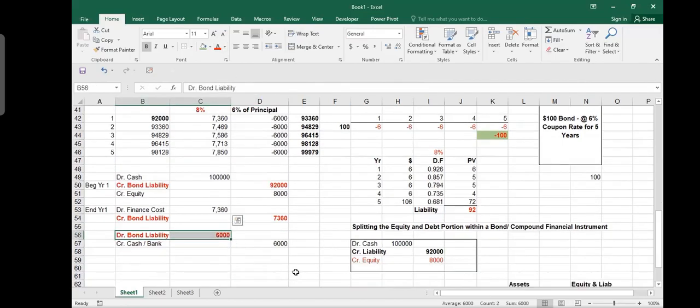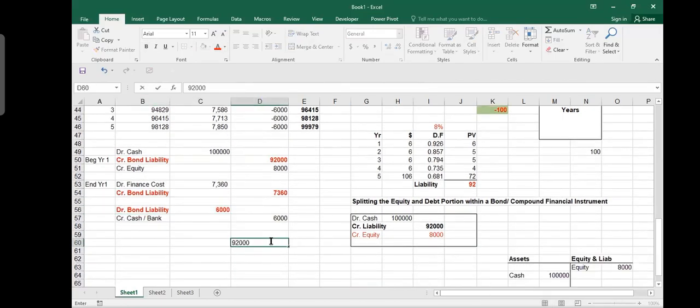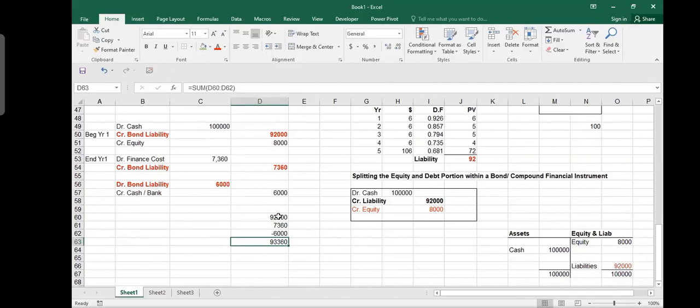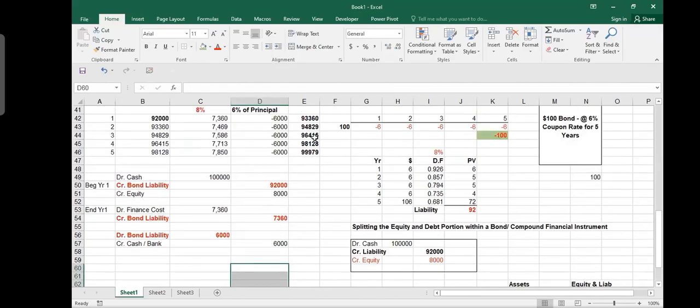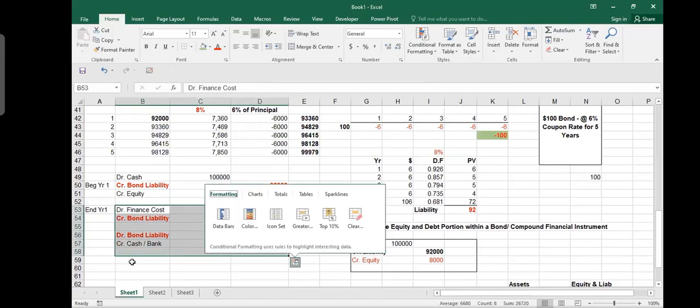So when you will do like this, for example, I say 92,000 and I say plus 7,360 and minus 6,000 because I'm making a debit. So when you make a total, it gives you 93,360. The same 93,360. So this is end of the year 1. My liability already has come 93,360, and then this transaction 2. I will repeat it end of year 2 again, but with the different amounts.